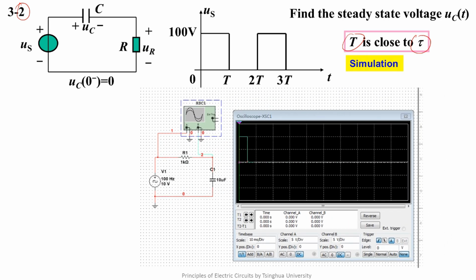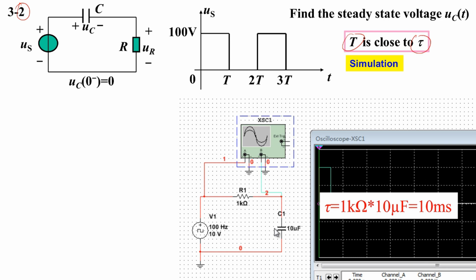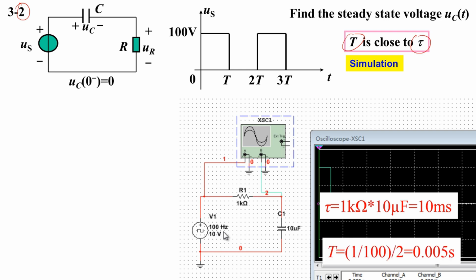In this simulation, the topology is the same as the circuit to be analyzed. It's a series connection of a voltage source, a capacitor, and a resistor. We mark the detail values here. The resistance is 1K, capacitance is 10 microfarad, so the time constant equals RC equals 0.01 seconds. The voltage source is a pulse sequence, 10 volts, frequency is 100 Hz, so the cycle is 0.01 seconds. Half cycle is this. So capital T is close to tau.